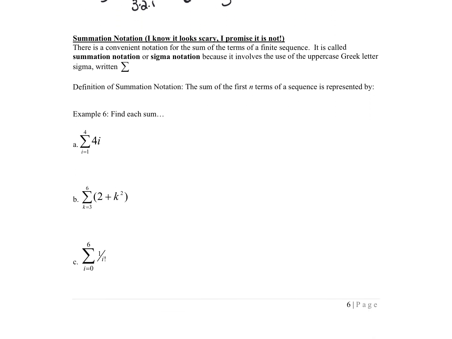So now we're going to look at this thing called a sigma. This letter right here is called a sigma. It's a capital sigma in the Greek alphabet. And in math, we use it to represent the word sum, which just means to add.